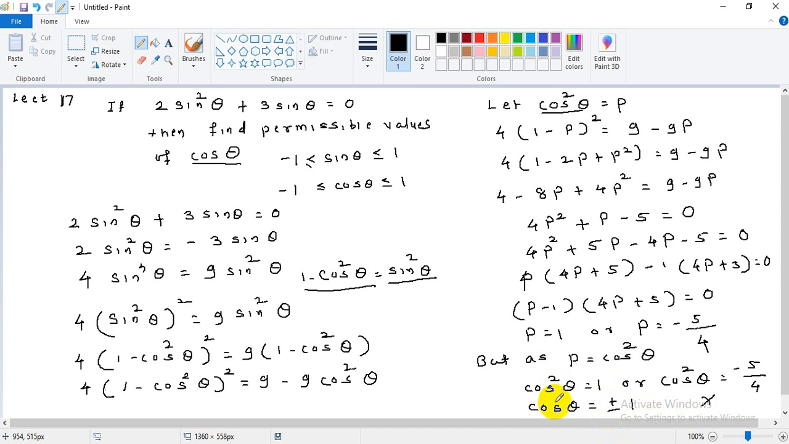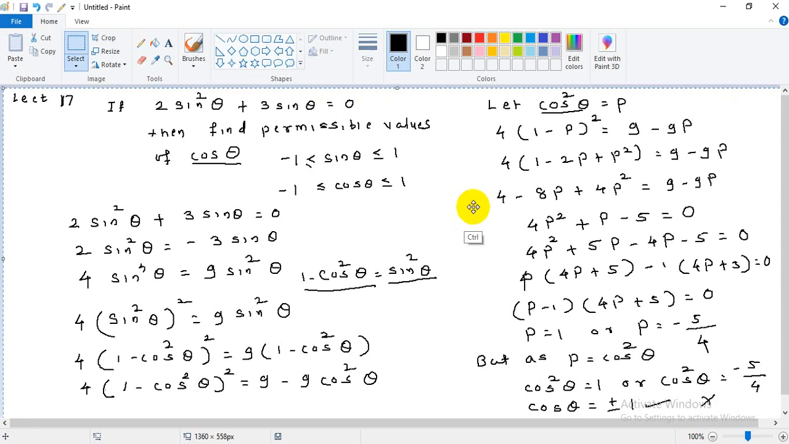And when cos theta is plus or minus 1, definitely sin theta is 0, because you know that whenever it is cos square plus sin square is 1. So this is acceptable. What are the permissible values they had asked? So permissible values of cos theta are plus or minus 1, because the other value is not acceptable. Why not acceptable? Because it is a square, and square of any real number cannot be negative, and so this is not possible. I hope you understood this. This is not difficult. Okay, so that is about this particular problem.